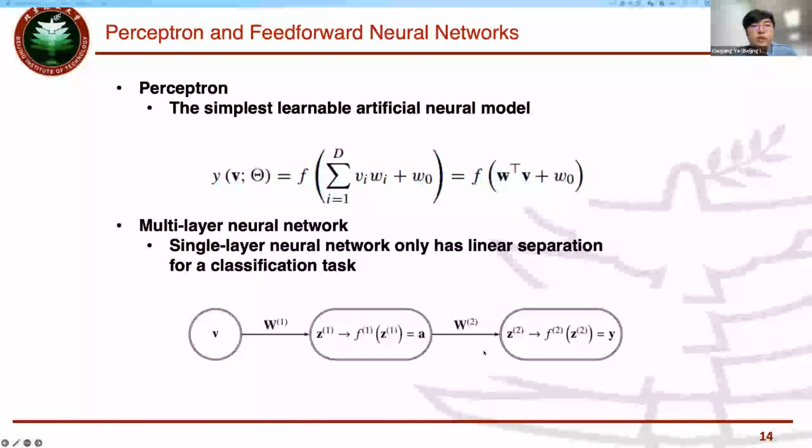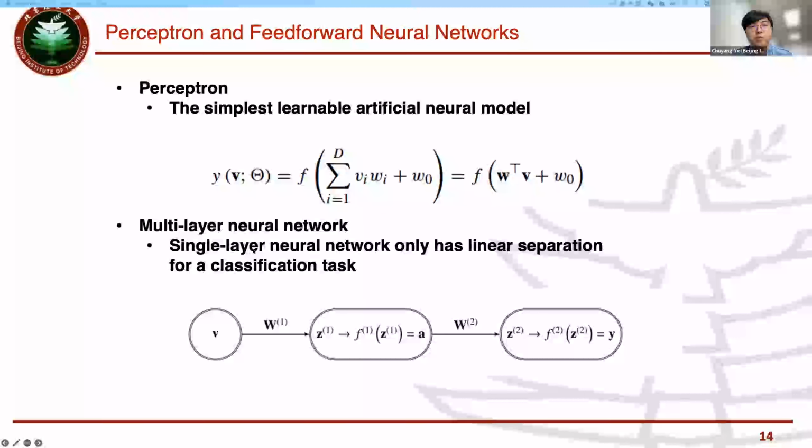And the simplest element in artificial neural networks is the perceptron. Okay, here is the mathematical formulation. We have some input vector v here. We have some parameters in the perceptron, parameters w here. The perceptron just does a linear transformation of the input vector followed by some nonlinear function. However, the perceptron itself is very simple and cannot have a very good discriminative capability.